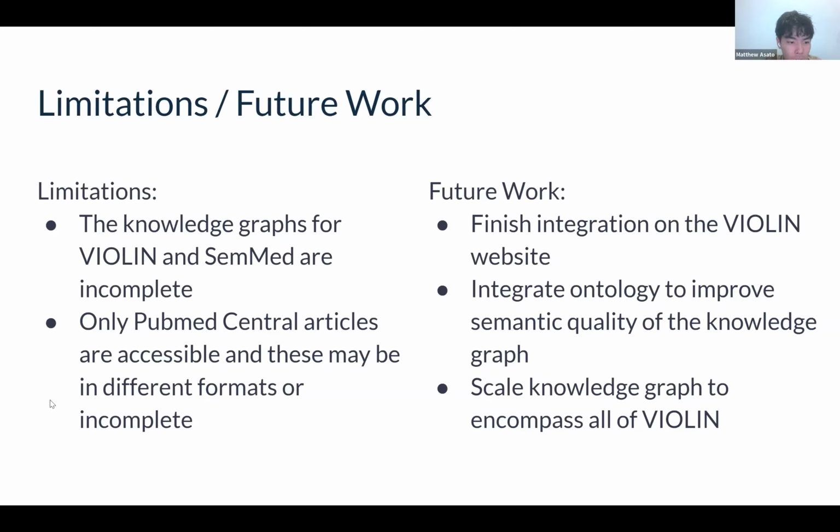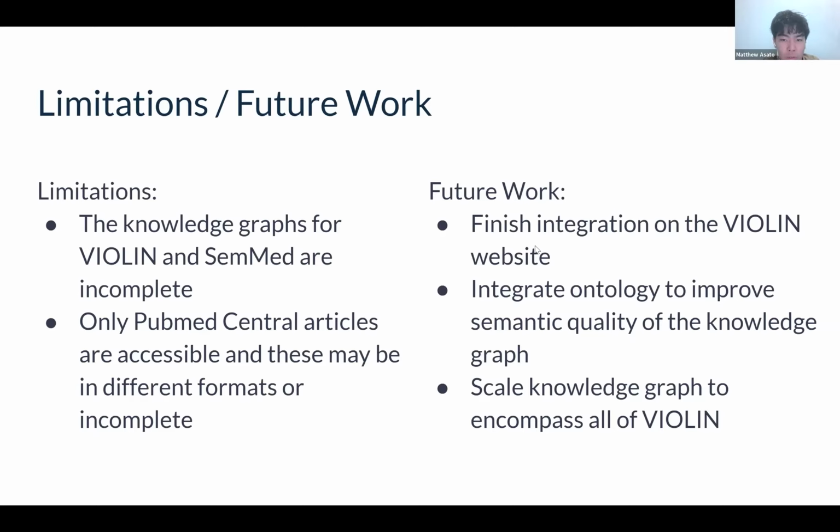And another limitation that's maybe less fixable is that PubMed Central articles are only publicly and freely accessible articles. So something like journal articles are not really accessible unless you have an API key for those sources.